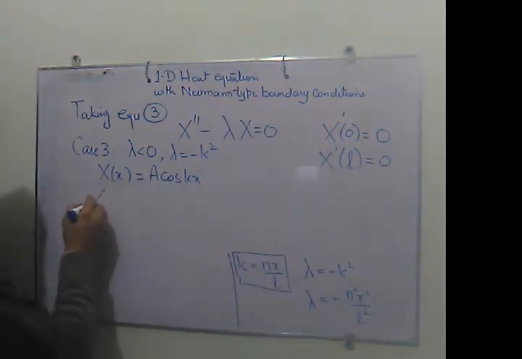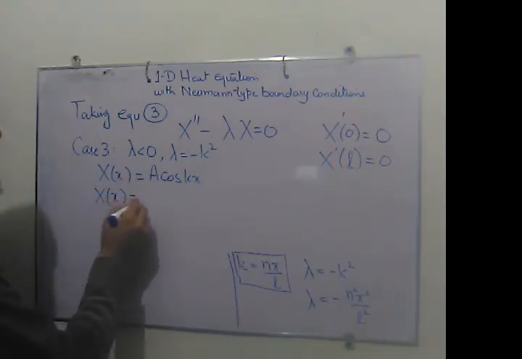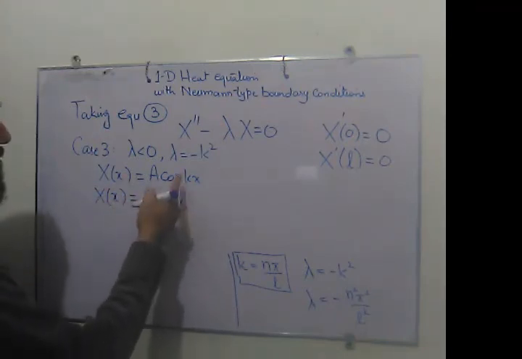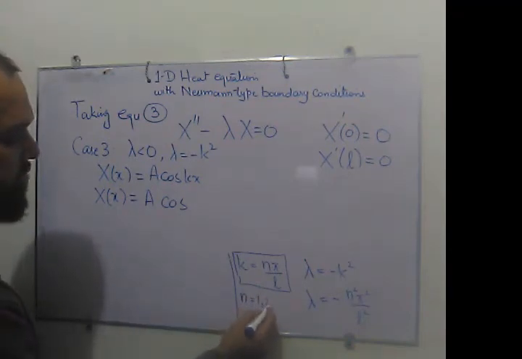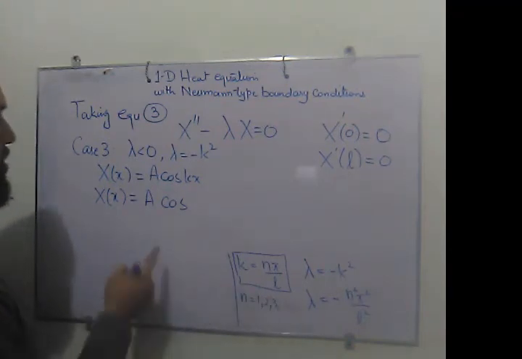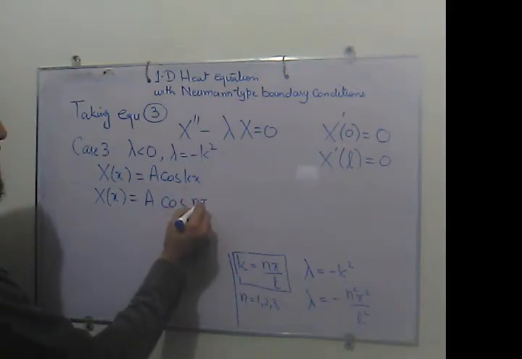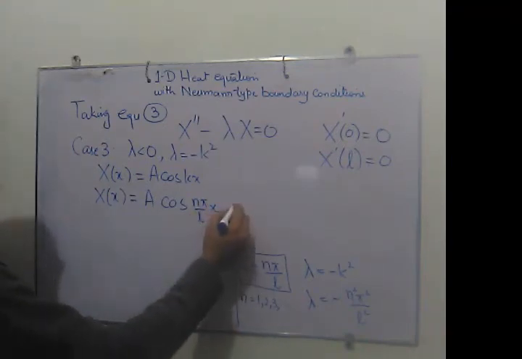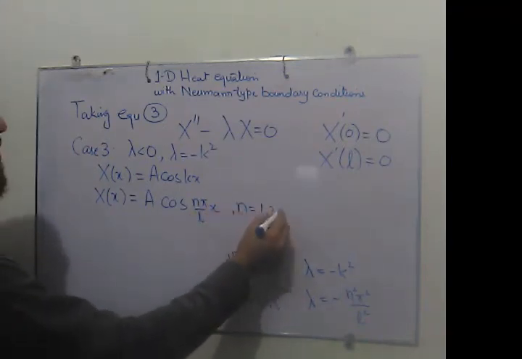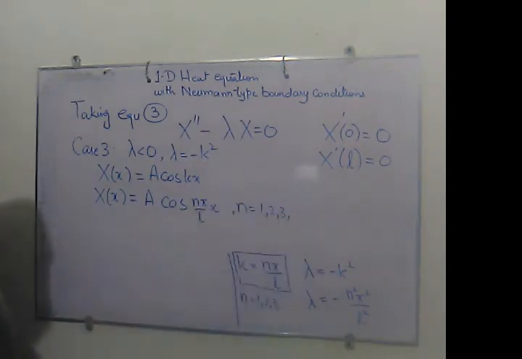Now if we put X of x is equal to A cos kx, and we know the value of k, where here I must mention that n is equal to 1, 2, 3, and so on. So it would be n pi upon L x, where n is equal to 1, 2, 3 and so on.